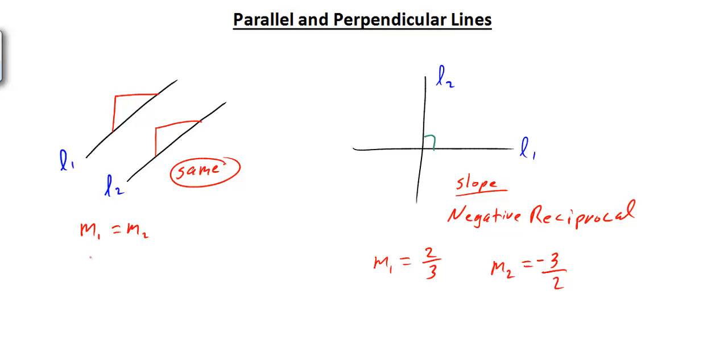Whereas over here, if we had 2/3 as our slope, and the slope of the other line is also 2/3, then we know that they're going to be parallel.